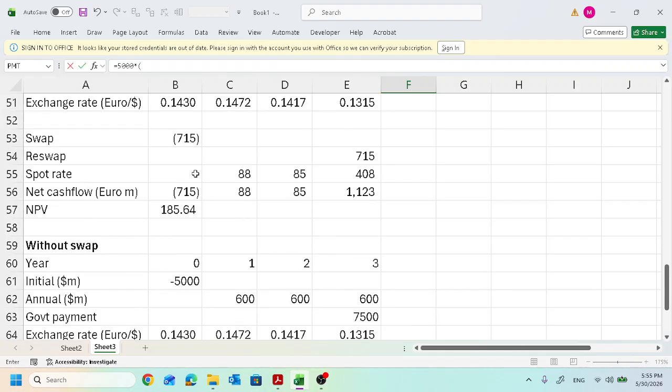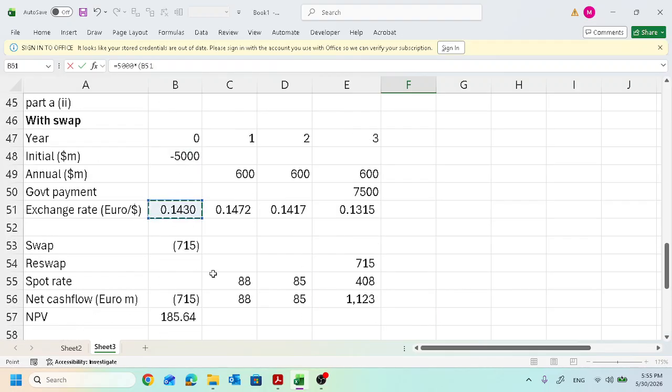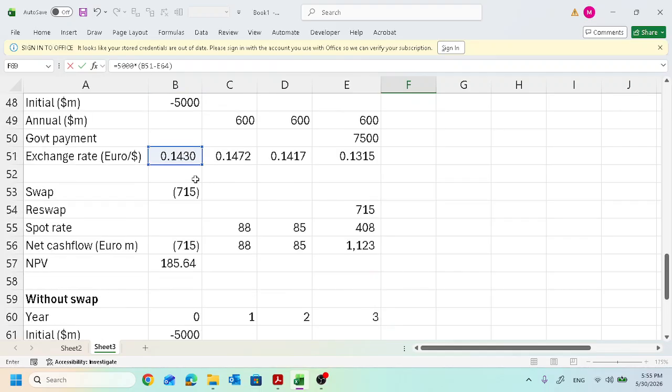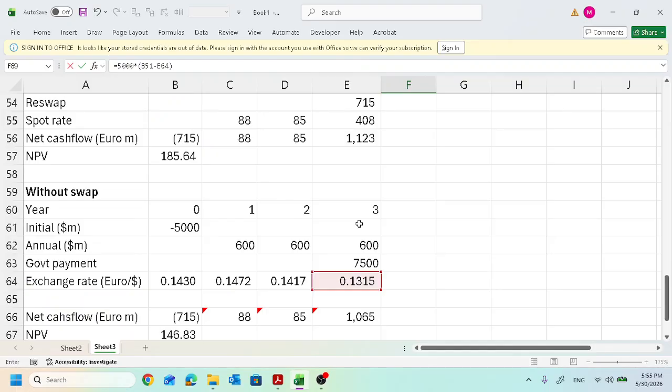If you are swapping, this is the exchange rate you are using. If you are not swapping, you will use the year-end exchange rate. So this is the cash flow difference at the year 5. Year 1, year 0, 2, 3, no difference. Only year 5, this reswap line is the difference. When you have swap arrangement, you have reswap at the original rate itself. If you don't have swap, you don't have anything.